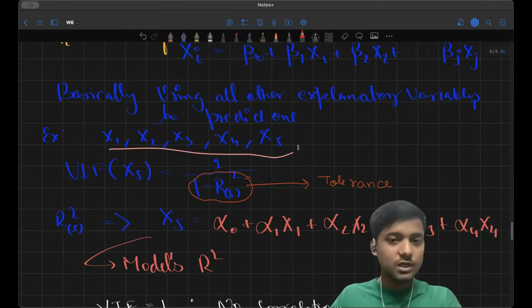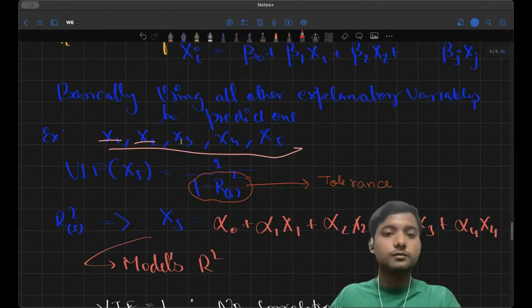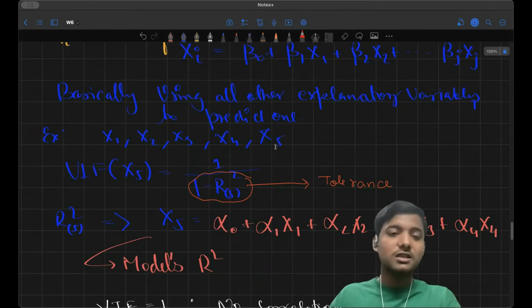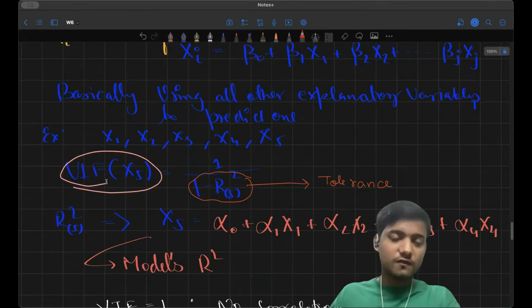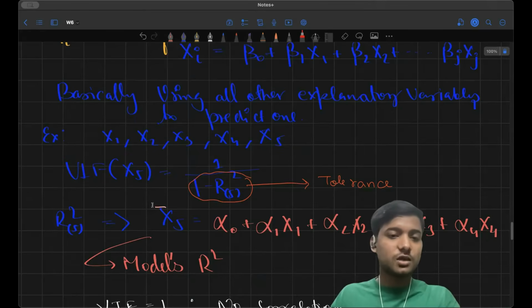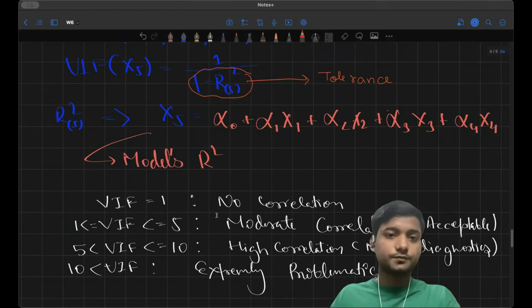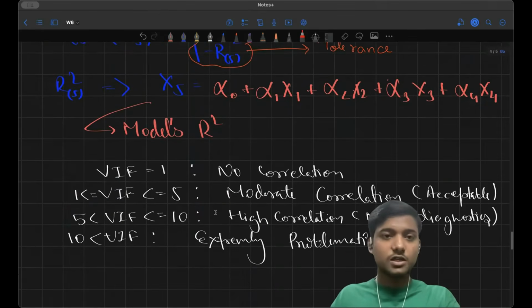If I have 5 input variables, x1, x2, x3, x4, x5, and if I want to calculate the variation inflation factor for x5, basically my model would be this one. x5 is equal to alpha naught plus alpha 1 x1 plus alpha 2 x2 plus alpha 3 x3 plus alpha 4 x4. I will calculate r square for this model, and then I will use this r square here in this formula, 1 upon 1 minus r square of this model. So that is why variation inflation factor is calculated using this formula.